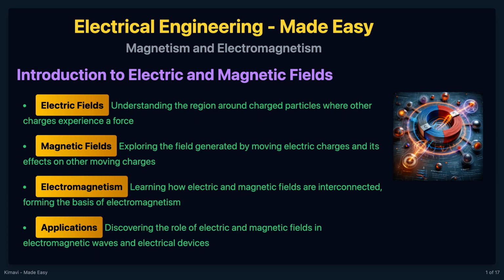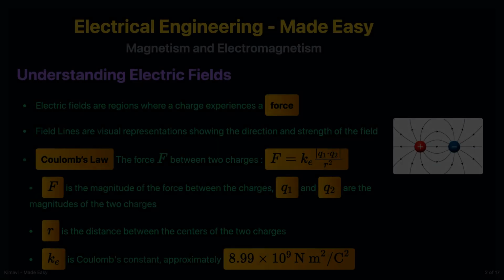Welcome to the Introduction to Magnetism and Electromagnetism. In this chapter, we will explore the fundamental concepts of electric and magnetic fields, their properties, and their interrelationship. These concepts are essential to understanding electromagnetism and a wide range of phenomena in physics, and are crucial for the development and operation of many modern technologies.